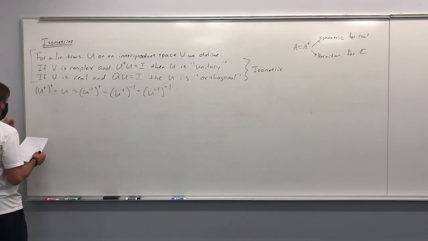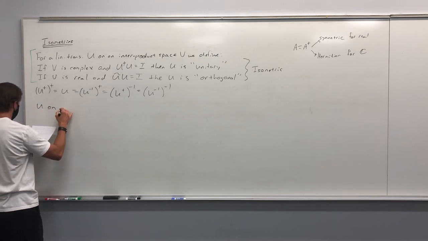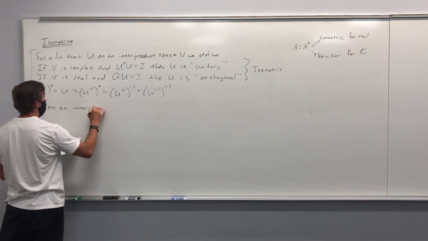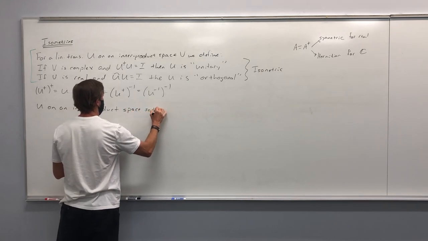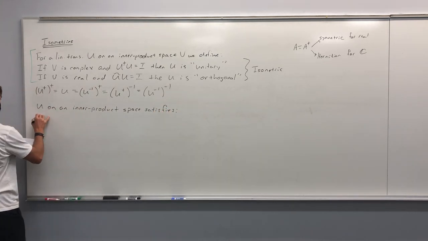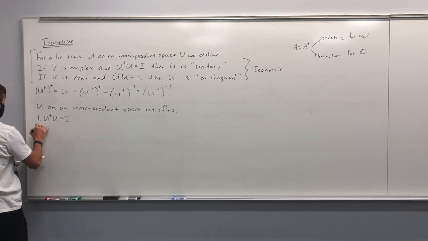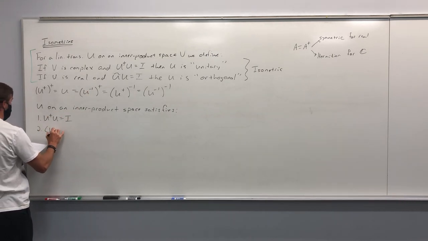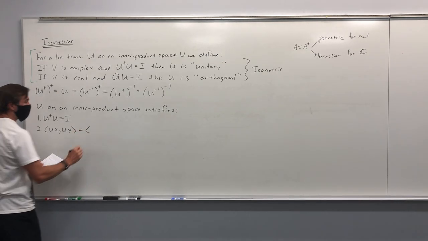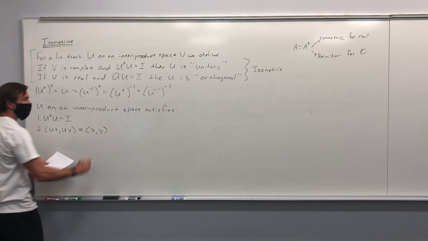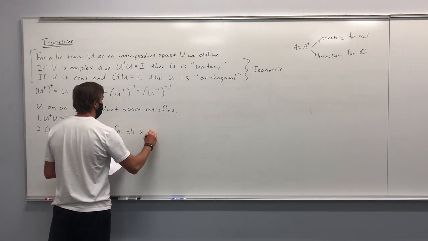All right, now we haven't used the inner product yet, so let's see what the inner product will get us. So U, an isometric matrix on an inner product space, satisfies the following. One, U dagger U equals the identity. That's a given, almost part of the definition. Two, if I take the inner product of U acting on the first vector and U acting on the second vector, this just gives me back the inner product of the two vectors. The U's disappear, and this is true for all x and y.